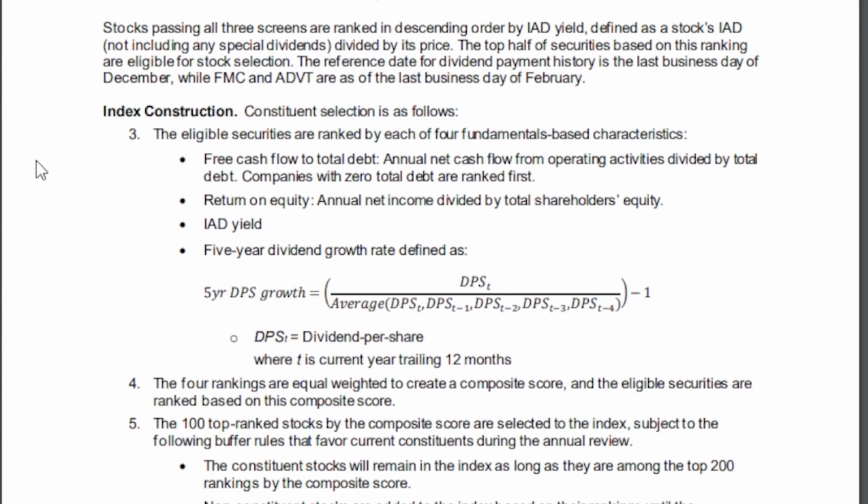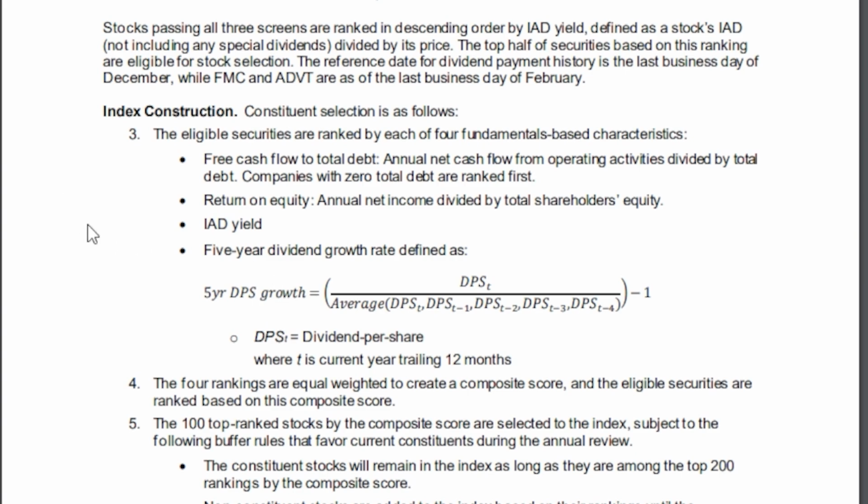Now the index construction, also very important. Constituent selection is as follows. The eligible securities are ranked by each of 4 fundamental base characteristics. Things like free cash flow to total debt, which is annual net cash flow from operating activities divided by total debt. Companies with 0 total debt are ranked first. Then return on equity, annual net income divided by total shareholder equity. Then IAD yield, and then 5-year dividend growth rate, defined as this equation below.